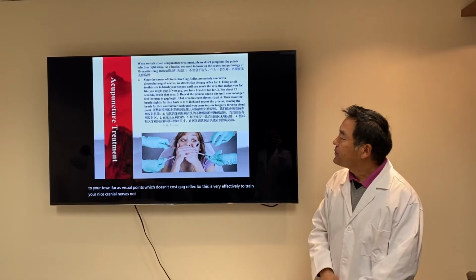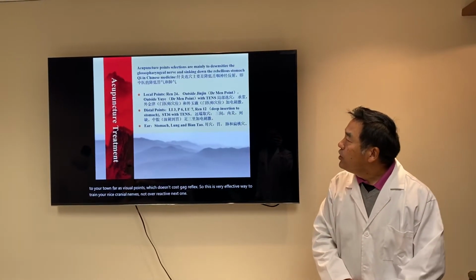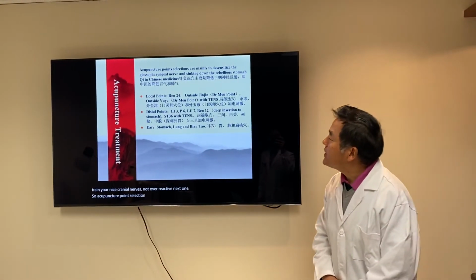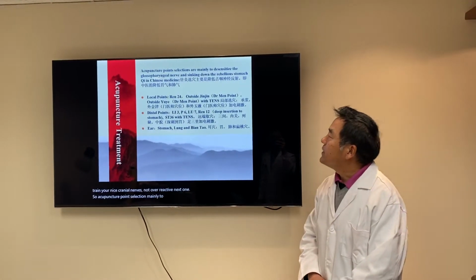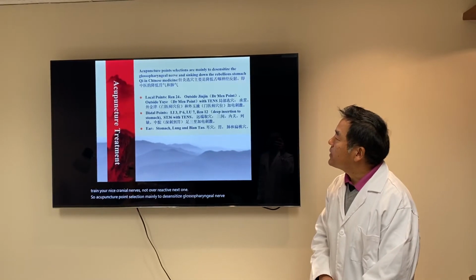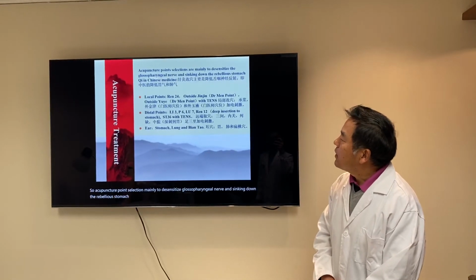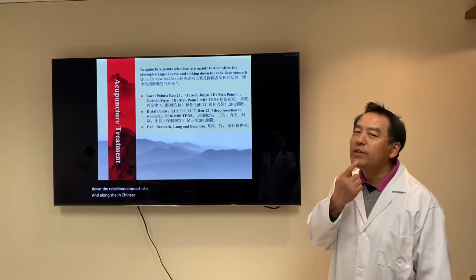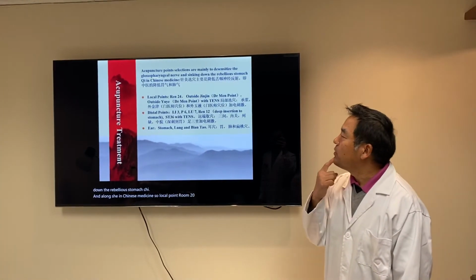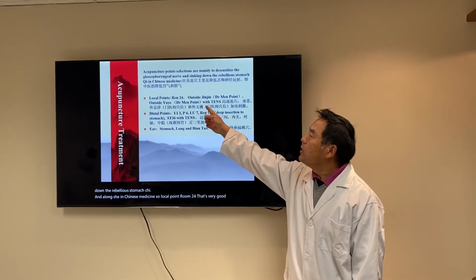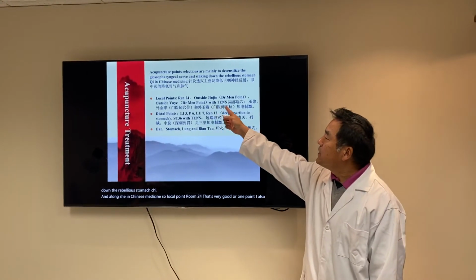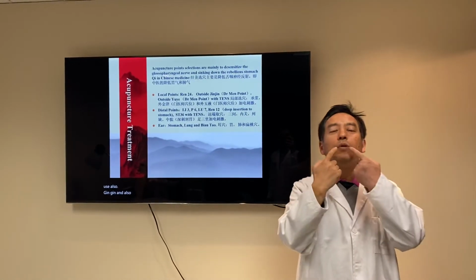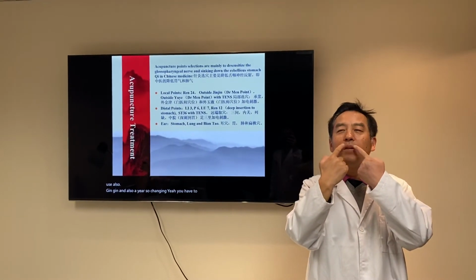Next one. Acupuncture point selection is mainly to desensitize the glossopharyngeal nerve and sink down the rebellious stomach qi and lung qi in Chinese medicine. So the local point is Ren 24. That's a very good point. I also use the outside Jin Jin and outside Yu Ye.